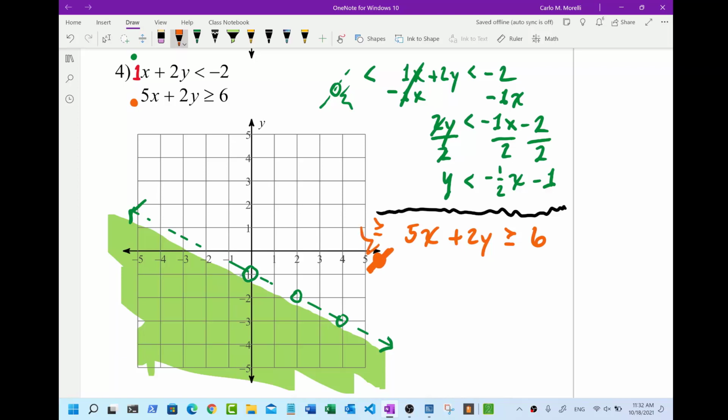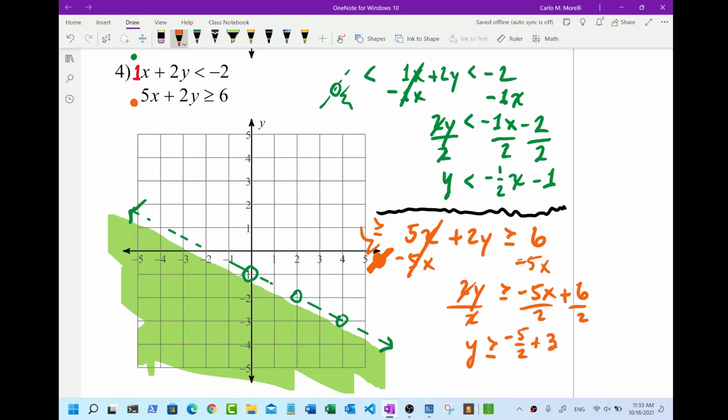So remember, ax plus by equals c, subtract ax from both sides and divide by b, so subtract 5x from both sides and divide by 2, right? That's our plan of action. So 2y greater than or equal to -5x plus 6, divide everything by 2, cancel, cancel. Y is greater than or equal to -5 over 2x plus 3. 6 divided by 2 is 3.